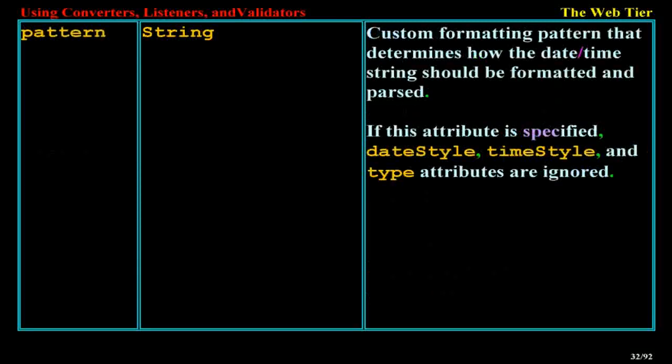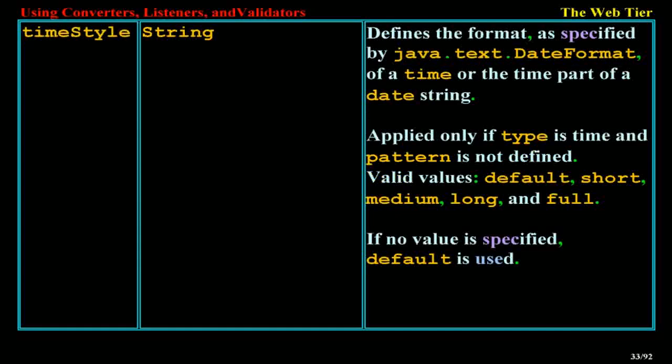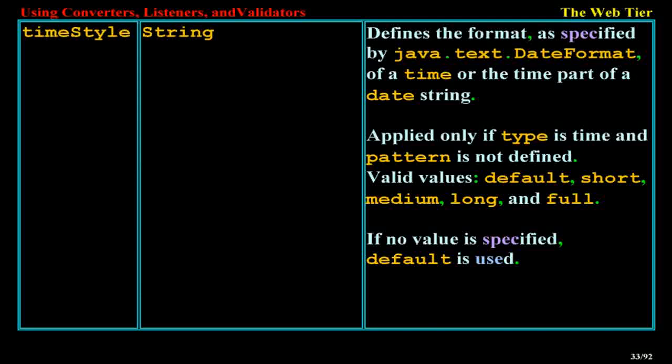Pattern, string, custom formatting pattern that determines how the date time string should be formatted and parsed. If this attribute is specified, dateStyle, timeStyle, and type attributes are ignored. Time style, string, defines the format as specified by Java Text. Date format of a time or the time part of a date string. Applied only if type is time and pattern is not defined. Valid values: default, short, medium, long, and full. If no value is specified, default is used.